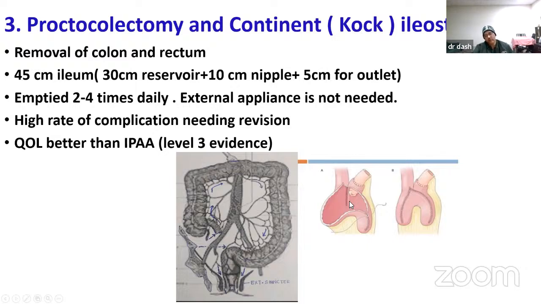You have to empty it 2 to 4 times a day by putting a tube, and here external appliance is not needed. It is being practiced by specialized centers. The problem is it is difficult to make, and there are lots of complications associated, and there is a very high chance of revising the thing in the post-operative period. The quality of life has been studied. This is definitely better than the incontinent one, and in some study it has been shown to be better than the ileal pouch anastomosis procedure also.